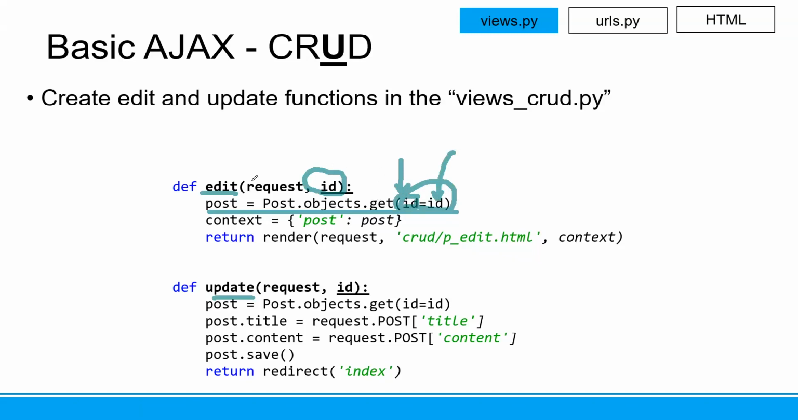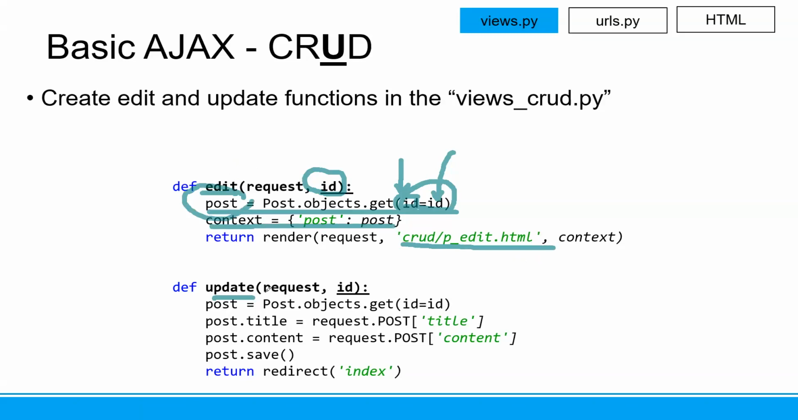In this case, we assume that one data will be edited at a time. There cannot be multiple data, only one data, so we can just use get. And then the context that we want to deliver to the HTML is the post itself, which is the data. And we are going to render the p_bar edit.